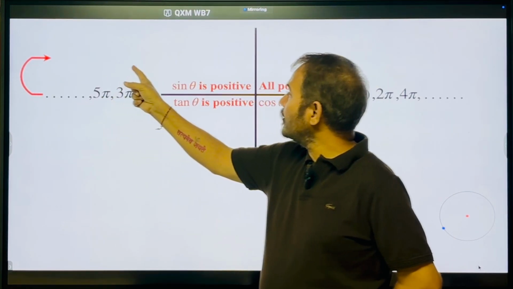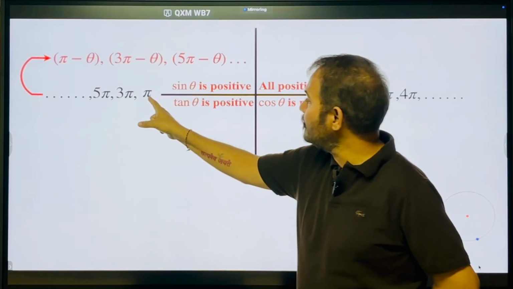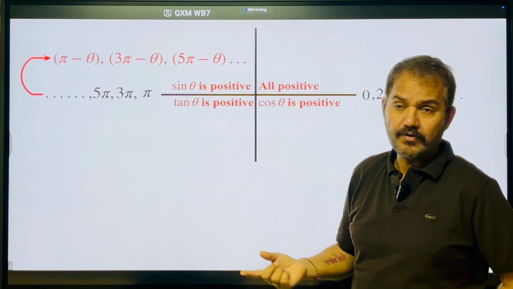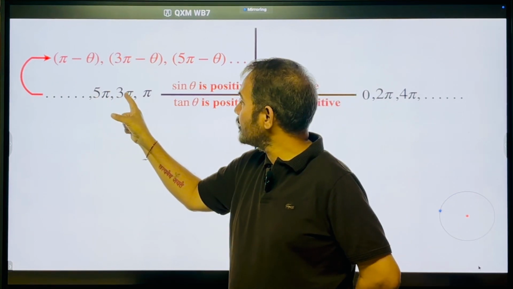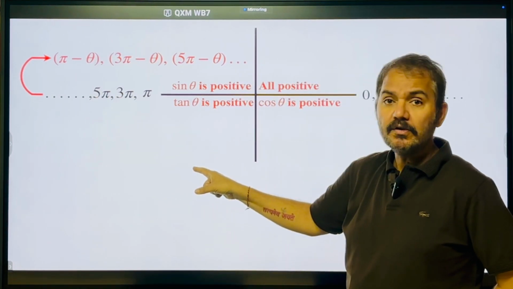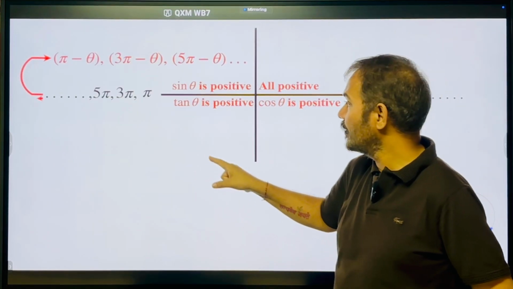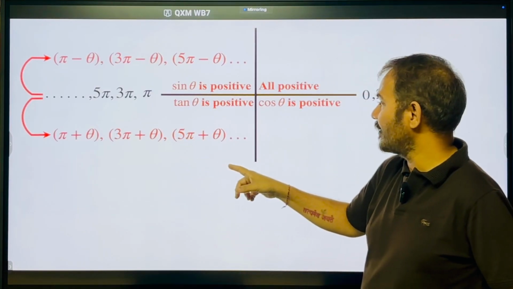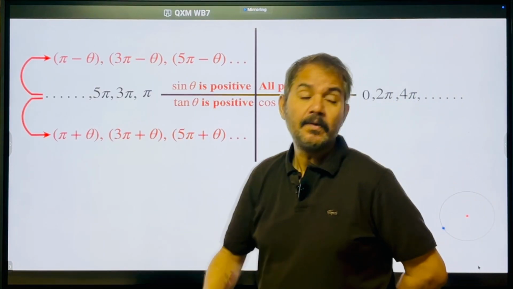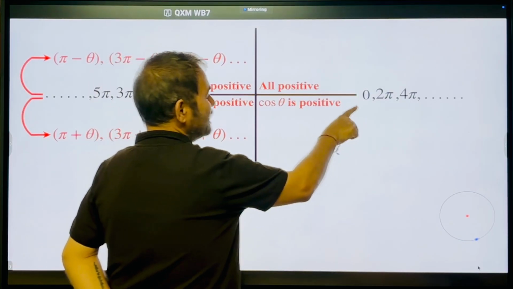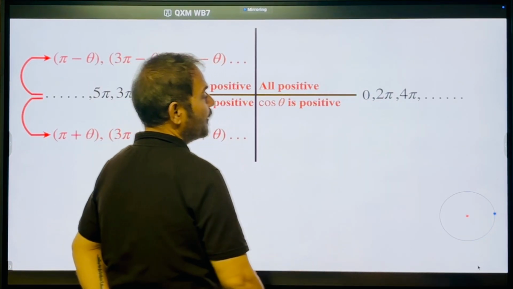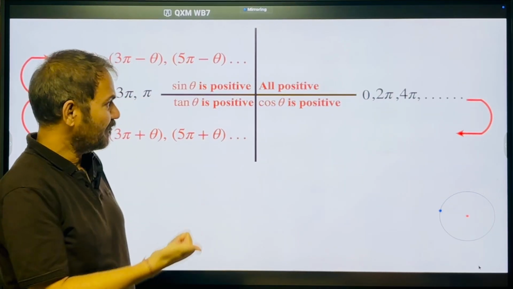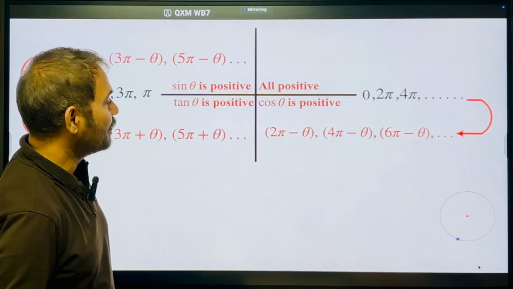So out here in the second quadrant, what kind of angles do you get? You get pi minus theta, 3 pi minus theta, 5 pi minus theta, and so on. If an angle is more than pi, it will come to the third quadrant, assuming theta is acute. So in the third quadrant, you will have pi plus theta, 3 pi plus theta, 5 pi plus theta, and so on. Right? Moving forward, in the fourth quadrant, you have 0, 2 pi, 4 pi. So it has to be 2 pi minus theta, 4 pi minus theta, 6 pi minus theta, and so on.